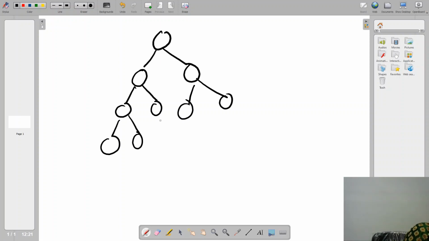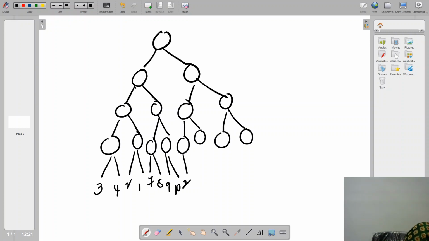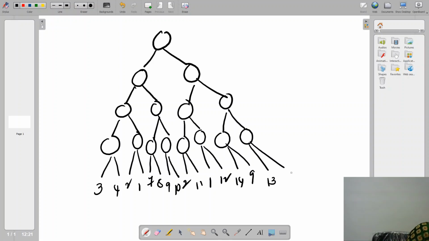these are the different nodes I have, and I want to give the values also for each node. Here I am giving the values 3, 4, and this is 2, and this is 1, and this is 7, and this is 8, and this is 9, and this is 10. These are the leaf values. 2, and this is 11, and this is 1, and this is 12, and this is 14, and this is 9, and this is 13, and this is 16. So I gave all the leaf values here.